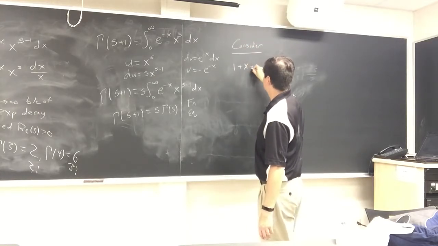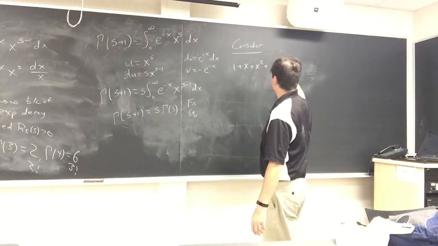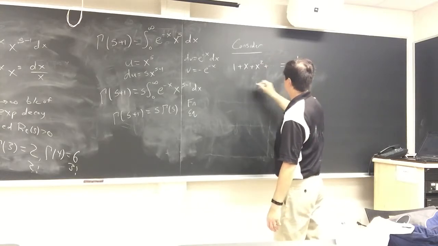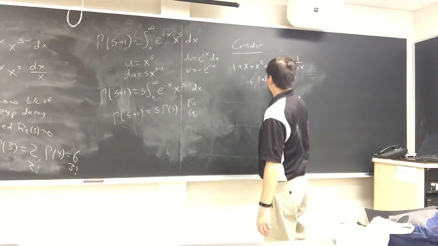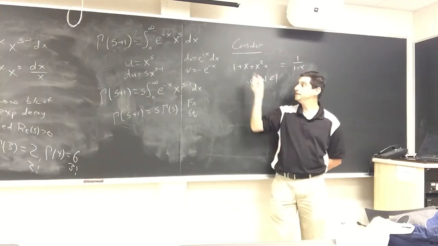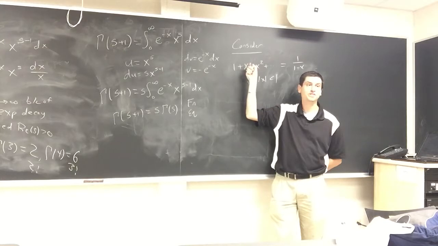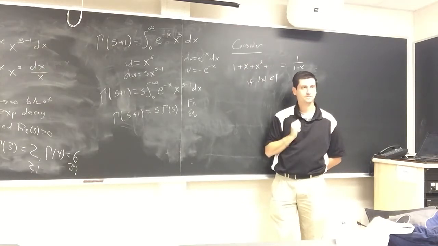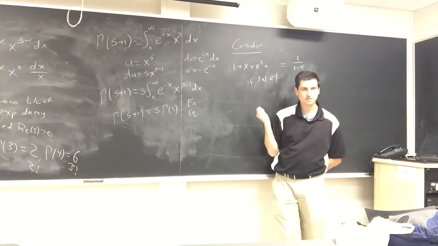So consider 1 plus x plus x squared and so on. This is 1 over 1 minus x if the absolute value of x is less than 1. So this is just the geometric series formula. The left-hand side makes sense as long as the absolute value of x is less than 1. What about the right-hand side? As long as x is not equal to 1.